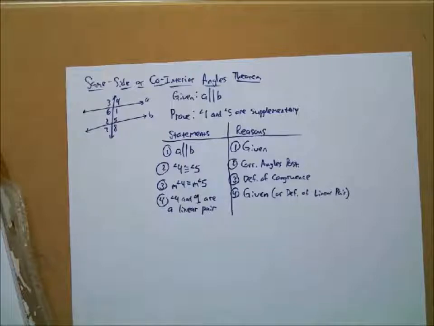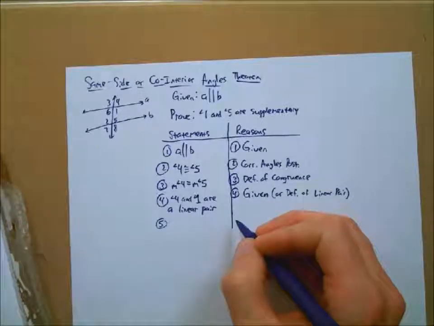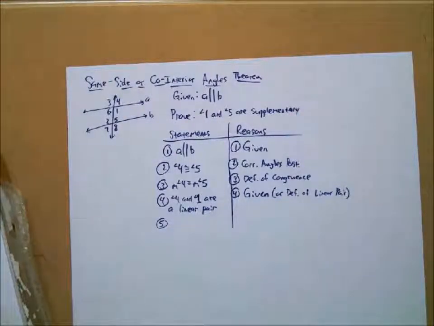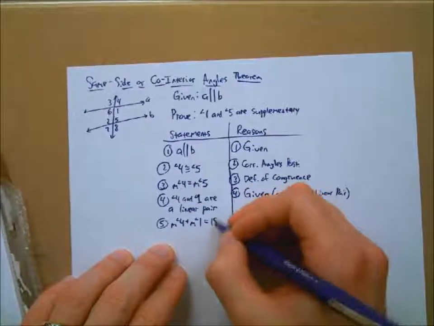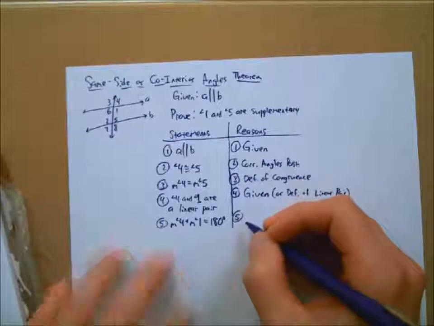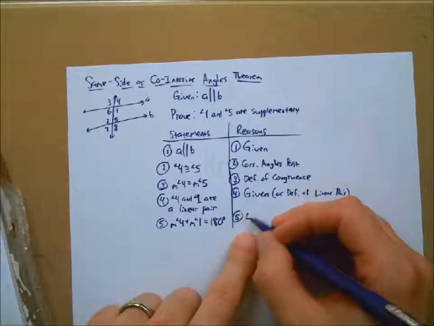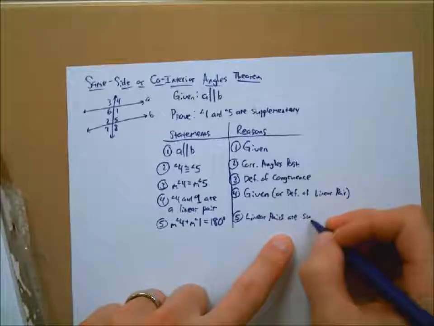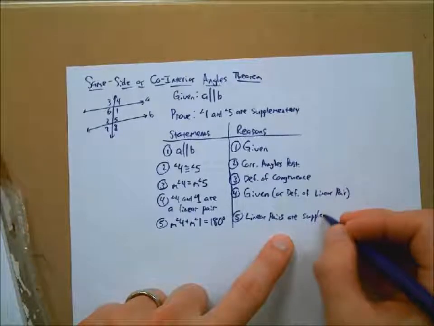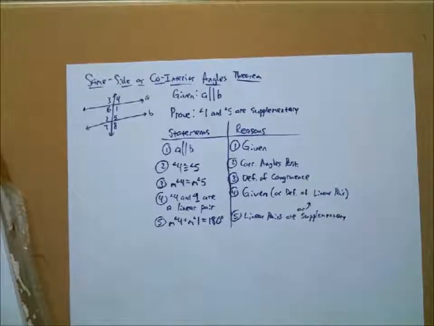So then, since angle 4 and angle 1 are a linear pair, what can we say about their measures? They must what? The measure of angle 4 plus the measure of angle 1 must equal 180 degrees. And that, again, we could say is from just the definition of linear pair. Or I can just say that linear pairs are supplementary. Or you say by definition of linear pair, that's fine too. So one of those two.